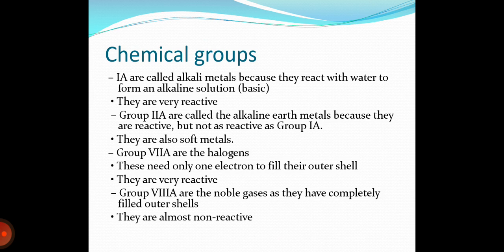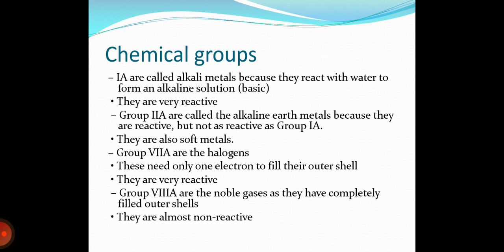First, they are called alkali metals because they react with water to form an alkali solution, which is basic in nature. They are very reactive. The group 2A are called alkaline earth metals because they are reactive but not as reactive as group 1A. They are also soft metals. Group 7A are halogens. These need only one electron to fill their outer shell. They are very reactive. Group 8A are noble gases as they have completely filled outer shells. They are almost non-reactive.